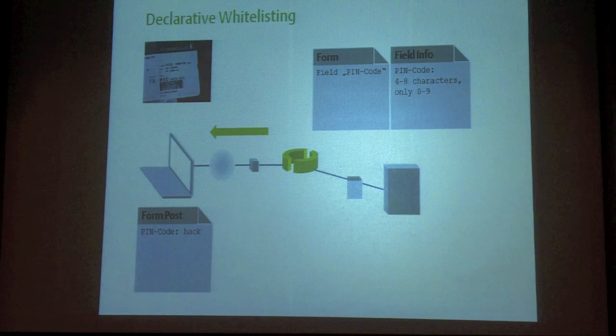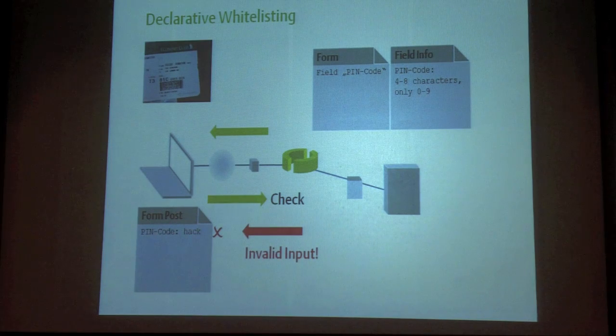If somebody tried something sneaky like giving an invalid input, which may well be part of an attack, we check it again. Yeah, it's 4 to 8 characters, but it's not only 0s to 9s. Deny it, go away. The web application didn't even know about this. This is what we call declarative whitelisting, where the application passes information about valid input to the web application firewall and then doesn't even need to bother. Everything that comes back to it, it can trust that it is the kind of input it is expecting.